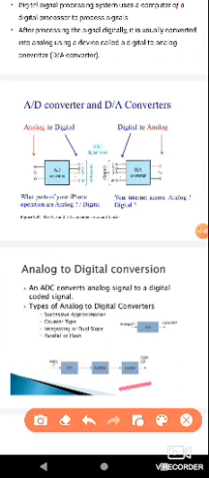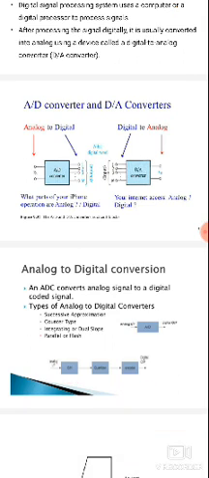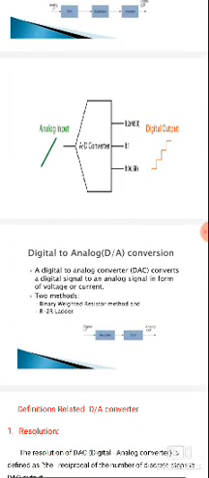Here we are using an encoder, and the sample and hold circuit takes the analog input. The output of the sample and hold circuit is given to the quantizer. So the analog input is applied through the sample and hold circuit, and the last one is the digital output, which we get from the encoder section. The reverse operation is the digital to analog converter, where we give the digital input and get the analog output.